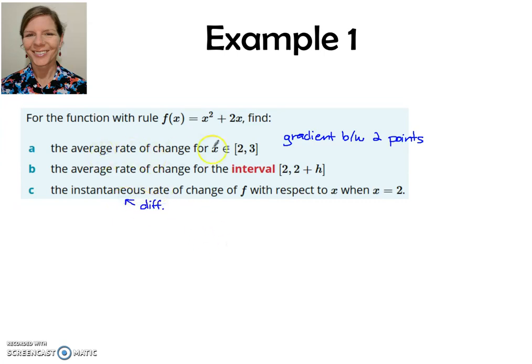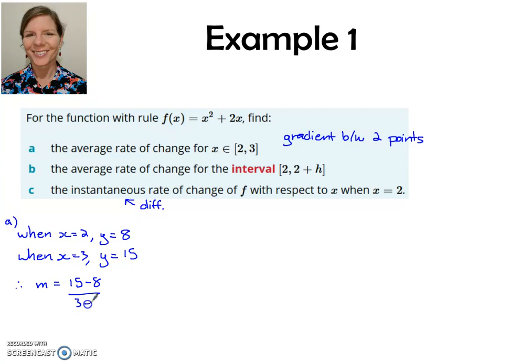Alright, so let's have a look at these first. So if we're doing this one, we need y values for these. So when x equals 2, y is just going to be 2 squared, 4, plus 2 times 2, 8. Okay, and when x equals 3, y is going to be 9 plus 6, 15. Therefore the gradient will be 15 minus 8 over 3 minus 2, which equals 7. So that's our average rate of change over that interval.